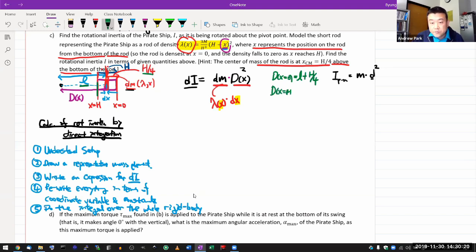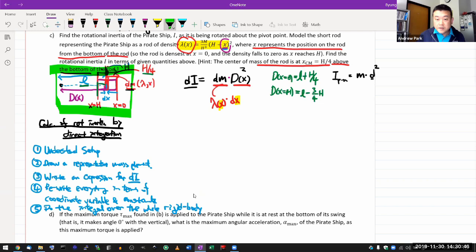That's at the other end of the pirate ship, and that should be L minus this overlapping portion, which will be h minus h over 4. So it should be L minus 3/4 of h. So this is why I take pains to draw this figure. Look at this figure, make sure that the expressions that I have here fit in with the geometry that's represented in the figure. Take a minute or so verifying that.